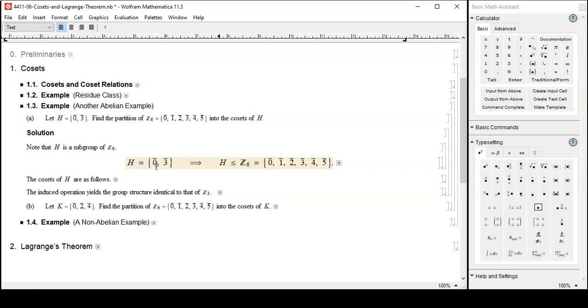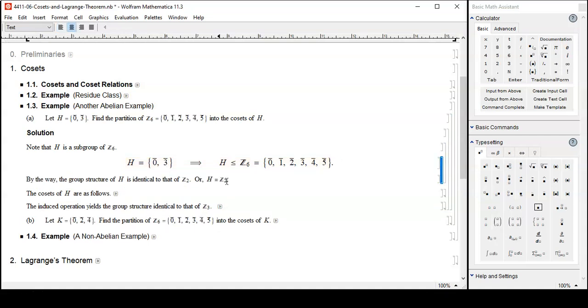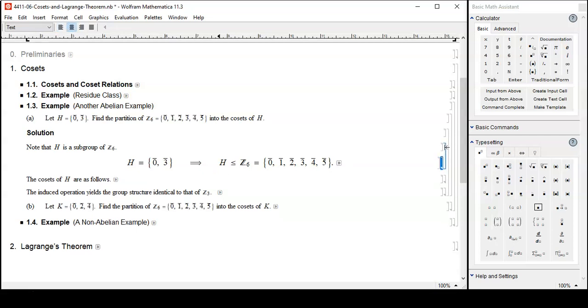0 plus 0 is 0, 0 plus 3 is 3, and 3 plus 3 is 6, but that's the same as 0 modulo 6, so yes, closed under the addition. The identity 0 is here, and the inverse of 0 is 0, the inverse of 3 is 3, so yes, yes, and yes. So it's a subgroup. Moreover, you can see that this subgroup is actually isomorphic to Z2. It has the same structure.